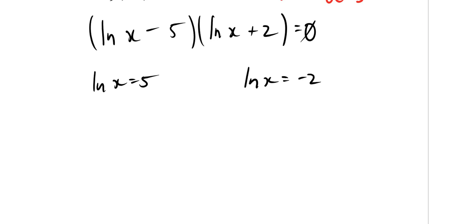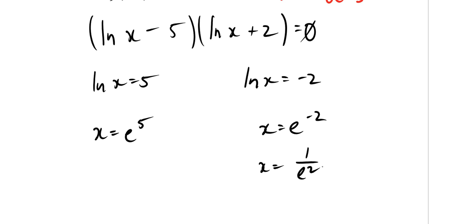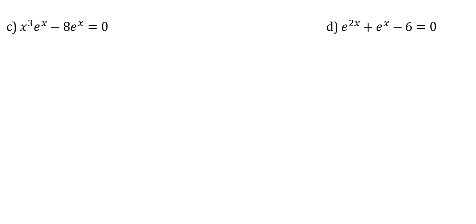Okay, you want to finish those? Let's get that. Pretty much the same as the last one. E to the 5 and 1 over e squared again. Worked out the same. Okay, we got a couple more here.